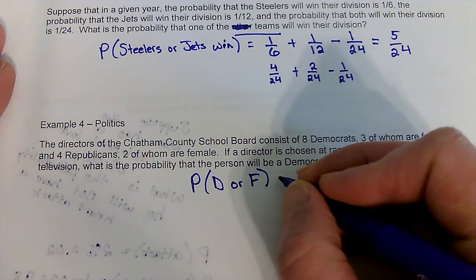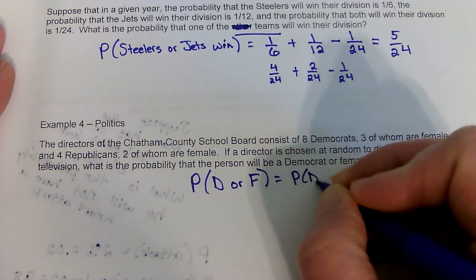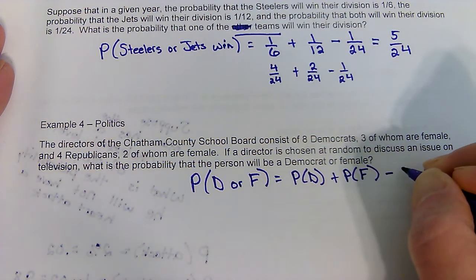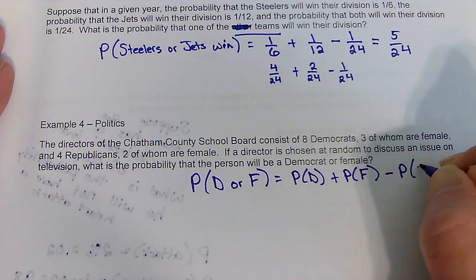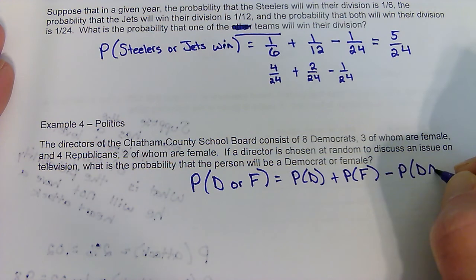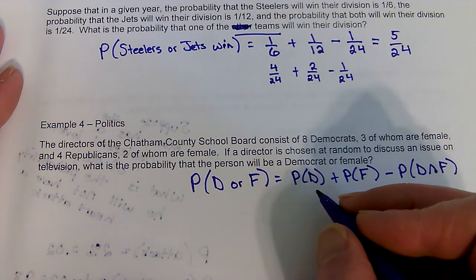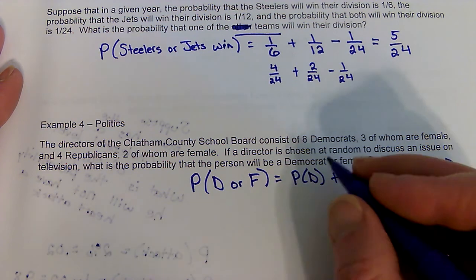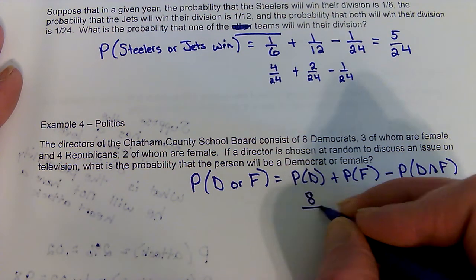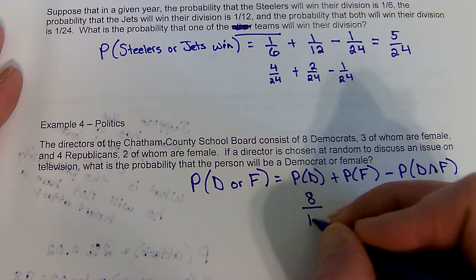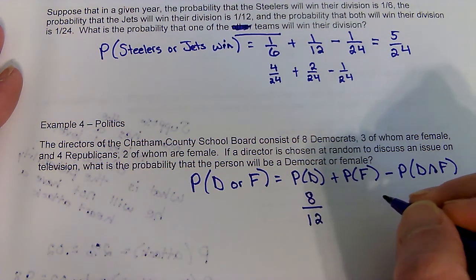So what we're going to do is take the probability of being a Democrat plus the probability of being a female, and then subtract the probability of being both Democrat and female. So how many Democrats are there? Well, there are 8 out of how many total people are on the school board? Well, they tell us that's 12.